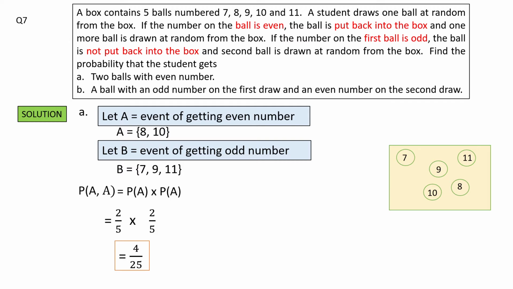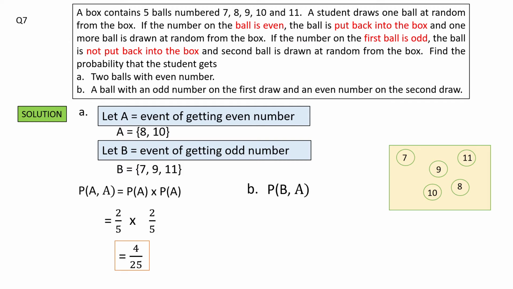Next, find the probability that the student gets a ball with an odd number on the first draw and an even number on the second draw. So again, we have only one outcome. Remember, here the question is more specific. It is mentioned that for the first draw it has to be an odd number, and for the second draw it has to be an even number. So here we have only one possible outcome.